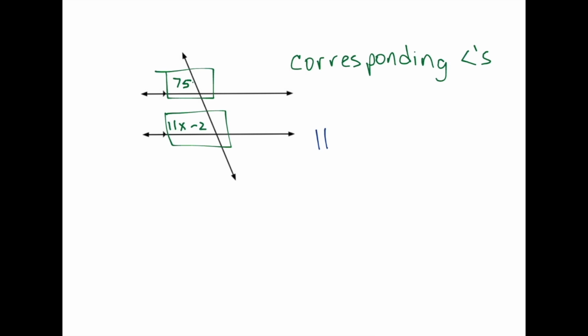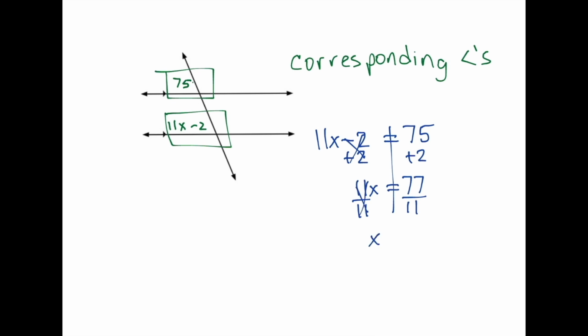So to solve this, we can take 11x minus 2 and set it equal to 75. Now we can solve to find x. The first step is to add 2 to both sides. The negative 2 and plus 2 cancel, leaving us with 11x. And 75 plus 2 is 77. The last step is to divide out 11 from both sides. 77 divided by 11 is 7, so x equals 7. So using our angle relationships allowed us to find our variable.